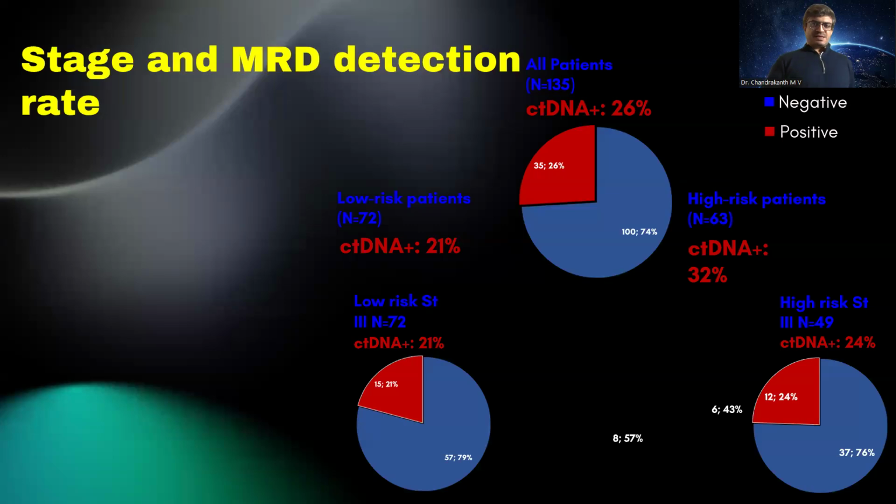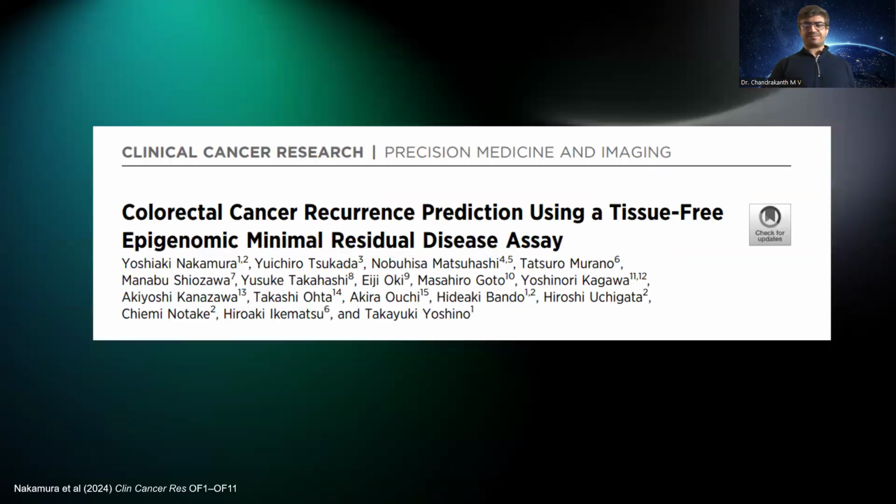This is stage and MRD detection. What you can notice is that among patients in stage 2 and 3, only 1/4 would actually require adjuvant therapy. And we can pick it up only by doing the ctDNA.